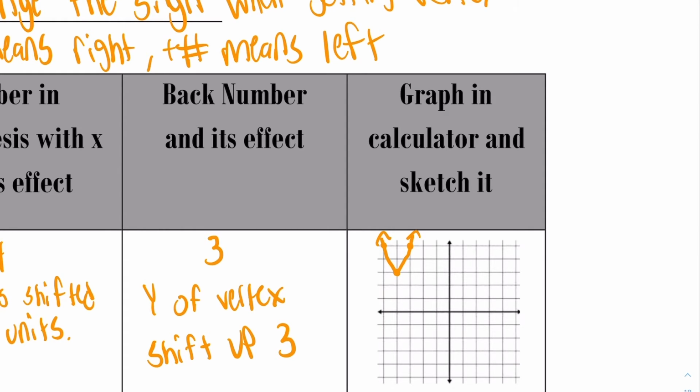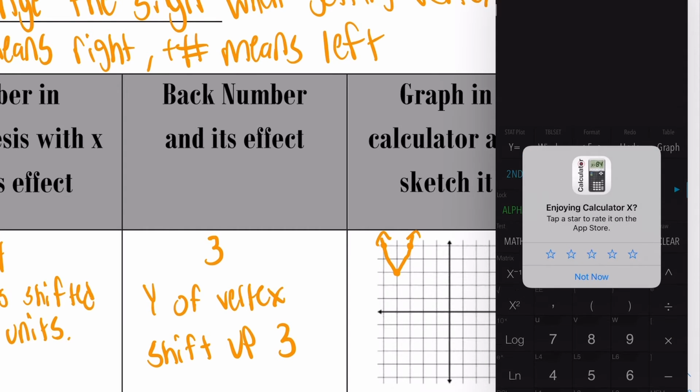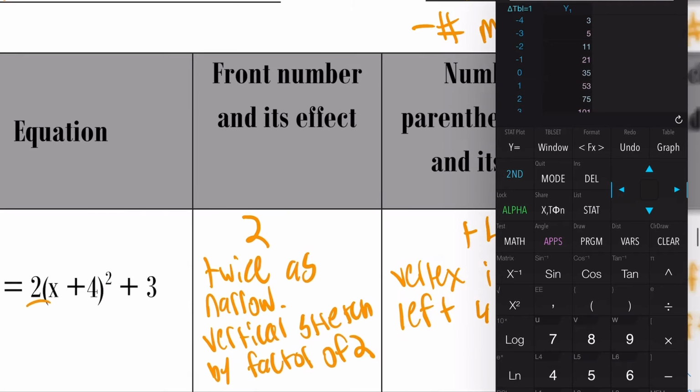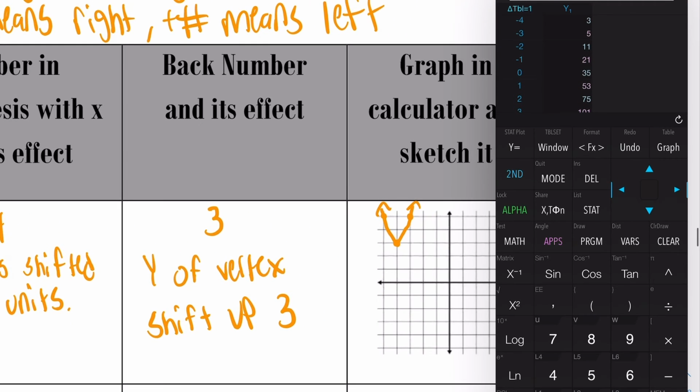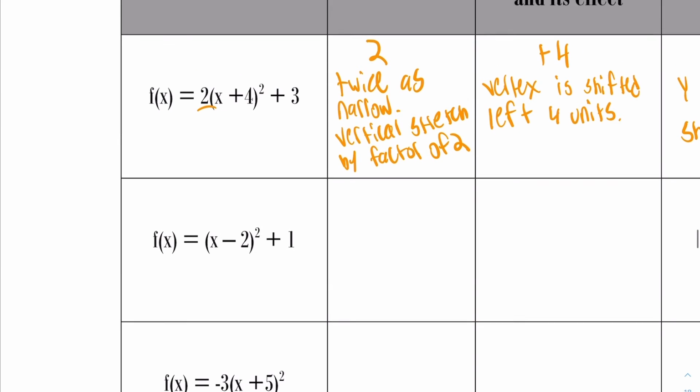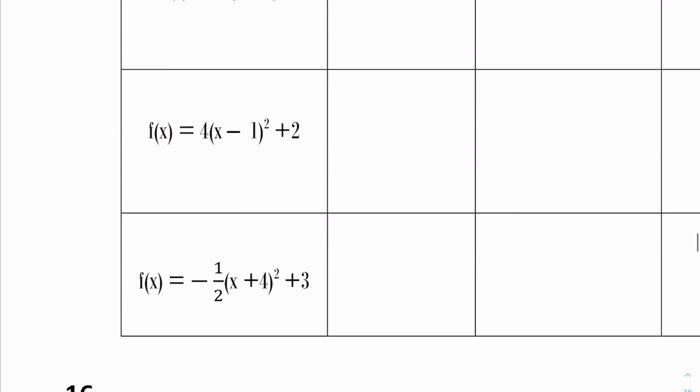If you don't like picturing it in your head like I was just explaining, then just pull out your graphing calculator, type this in, and then look at the table for it. You'll see that the vertex is at (-4, 3). The next point after the vertex, one space to the right, is at 5. Number 2 should be just fine for you. Number 3 should be just fine. 4 should be just fine.